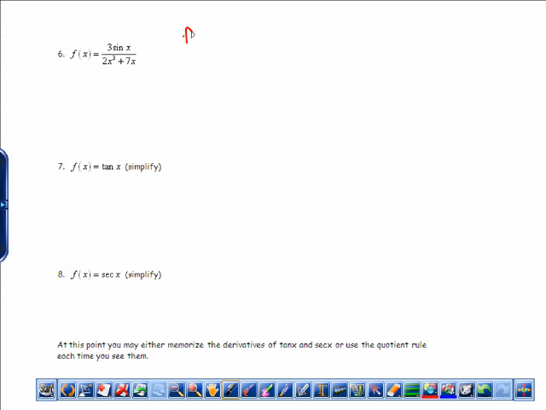So again, to find f prime of x, we need to think low d high. That means take the derivative of the numerator. That's going to be 3 cosine x times the low, or the denominator. So we'll write this 2x cubed plus 7x. All right, minus high d low. So we're taking now the high function times the derivative of the low function.